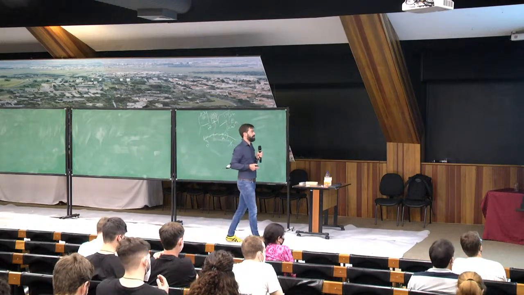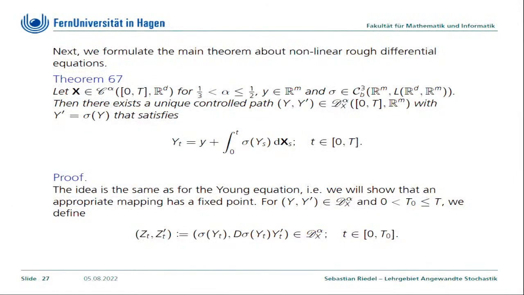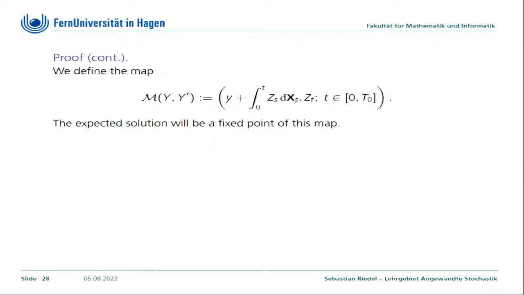So what are our spaces? Well, they are the spaces of controlled paths here, where we want to show that the solution exists. And we introduce some notation. So Z and Z prime will be sigma applied to Y and sigma applied to Y prime, and the Gubinelli derivative, which is exactly that one here. And we also take a smaller time here, t0. And we define this map here.